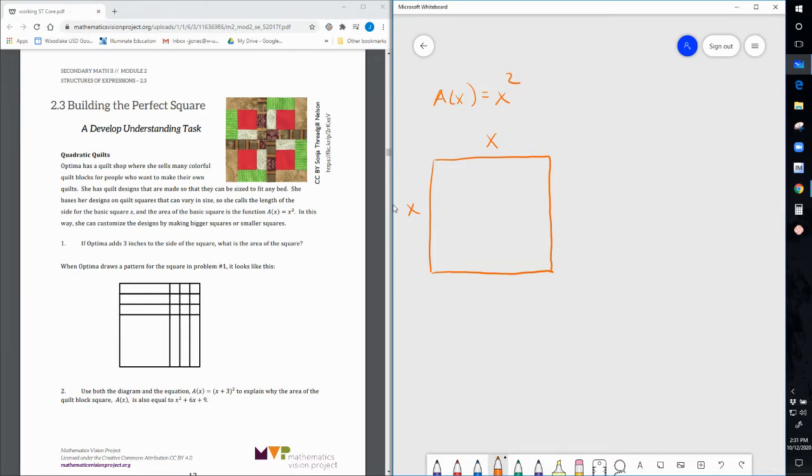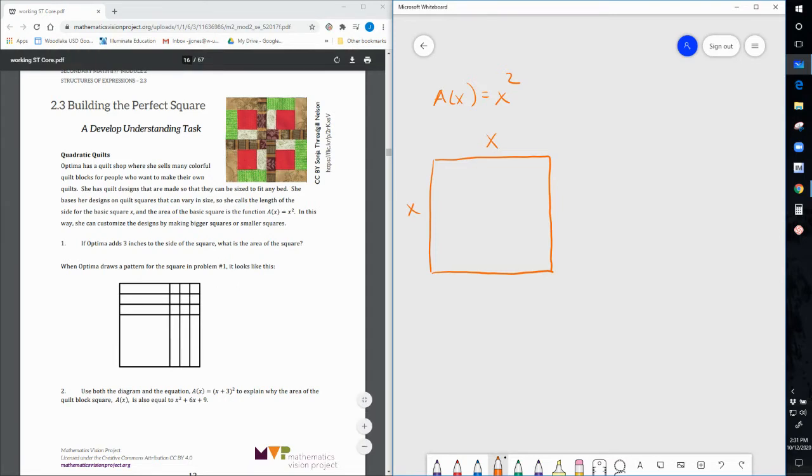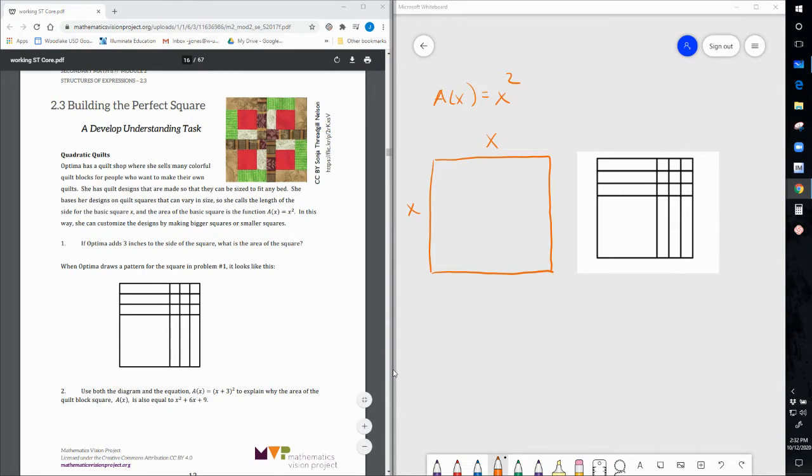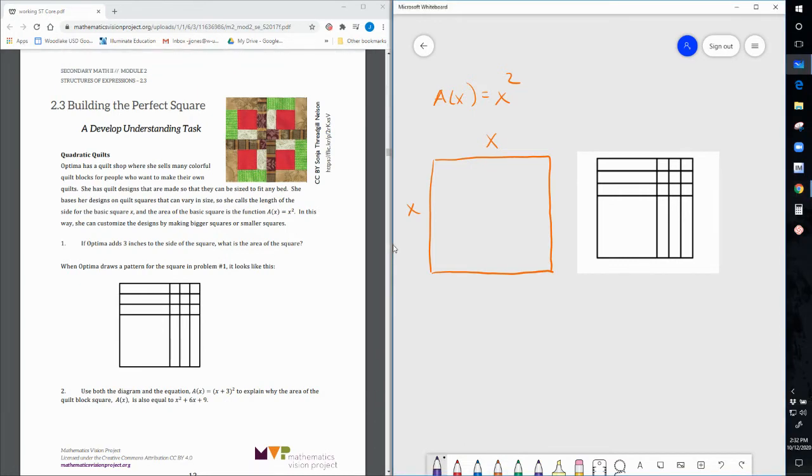It says that when Optima draws a picture, it looks like this. So go ahead and look at this picture right here and see if you can figure out what the new area is going to be. Go ahead and pause the video. All right, hopefully you've paused the video and you've had a chance to try and figure it out.